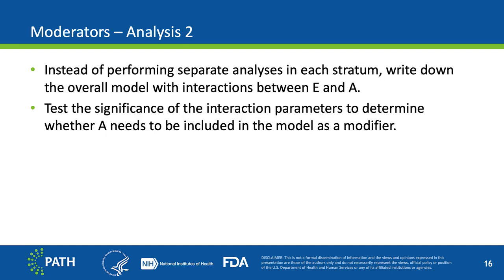The second method is using an interaction. Instead of performing stratum-specific separate analyses, you write out a model for all of your data, but include moderation as an interaction effect between E and A. Again, you parameterize it so that you can estimate the direction and the magnitude of that interaction. A model with an interaction term is not causal modeling in and of itself, but it can be a way to represent a causal effect on a model, as we are doing here. We will now go through the example.